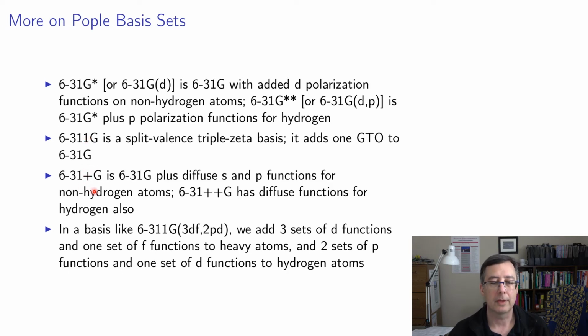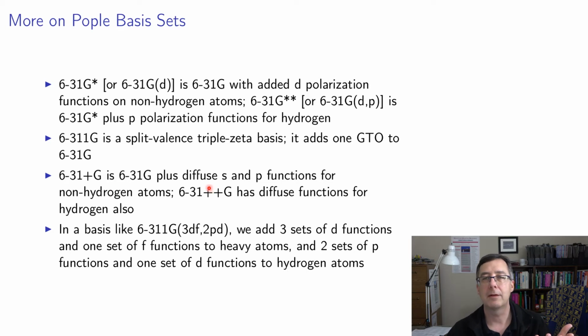What about this plus thing? Sometimes you see things like this, 631+G. What is that? The plus indicates diffuse functions, those bigger functions, in case I have anions or I need more accuracy for polarizability or whatever. So 631+G is 631G, where I add diffuse s and p functions for non-hydrogen atoms.